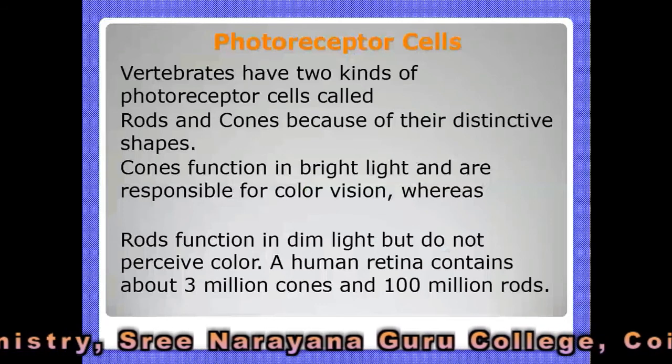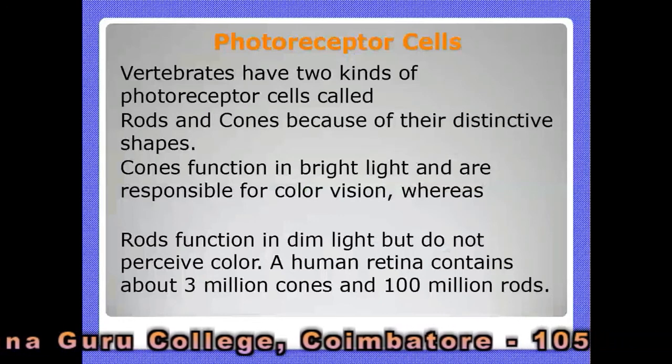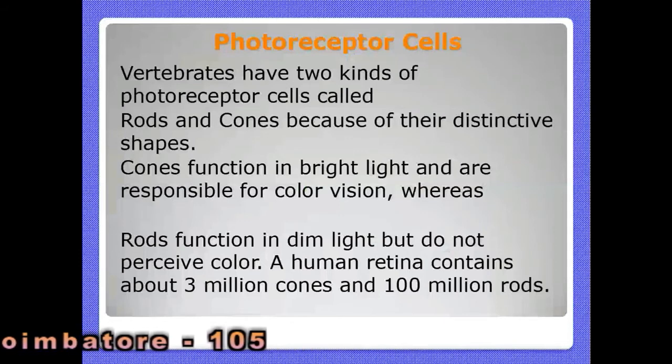They are called rod cells and cone cells because of their distinctive shapes. Cone cells function in bright light, whereas rod cells function in dim light. Cone cells are responsible for color vision, but rod cells are not for color vision. They function for light and dark contrast, because they function in dim light but do not perceive color.